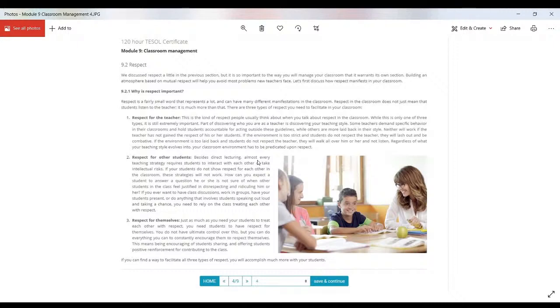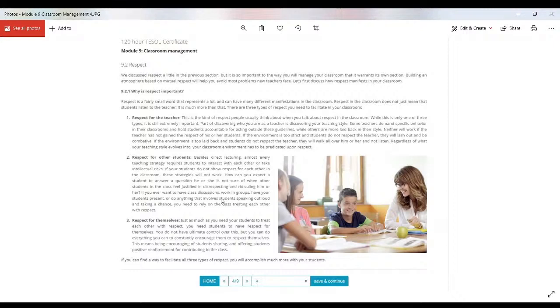Next is respect for other students. Okay, besides direct lecturing, almost every teaching strategy requires students to interact with each other or take intellectual risks. If your students do not show respect for each other in the classroom, these strategies will not work. How can you expect a student to answer a question he or she is not sure of when other students in the class feel justified in disrespecting and ridiculing him or her?